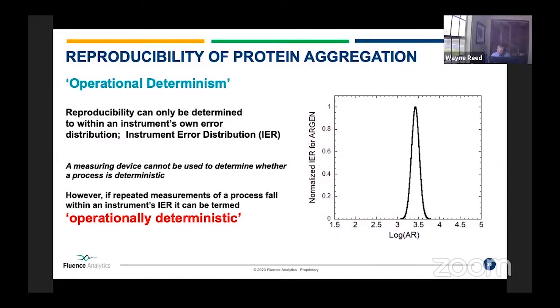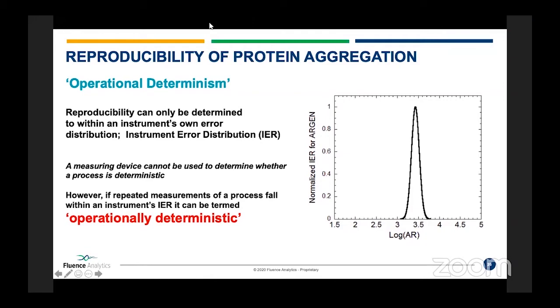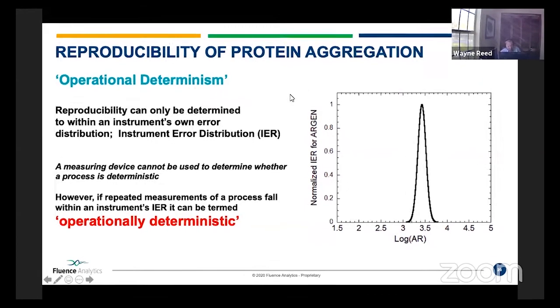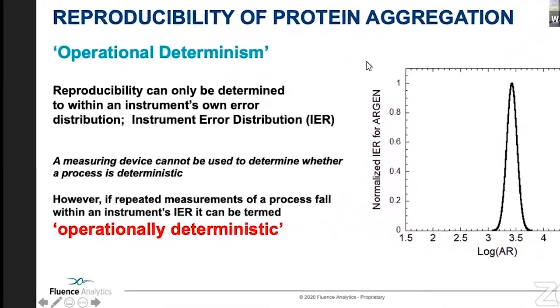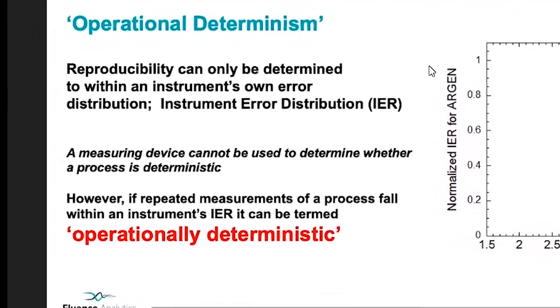Now, reproducibility is a big issue. Again, I mentioned, when you have aggregation, that's intrinsically a horrible phenomenon. How is it ever going to reproduce? So we set out to figure out what types of stressors would be reproducible, if any, and which would be more stochastic. So, first of all, we make this statement here that a measuring device cannot be used to determine whether a process is deterministic.